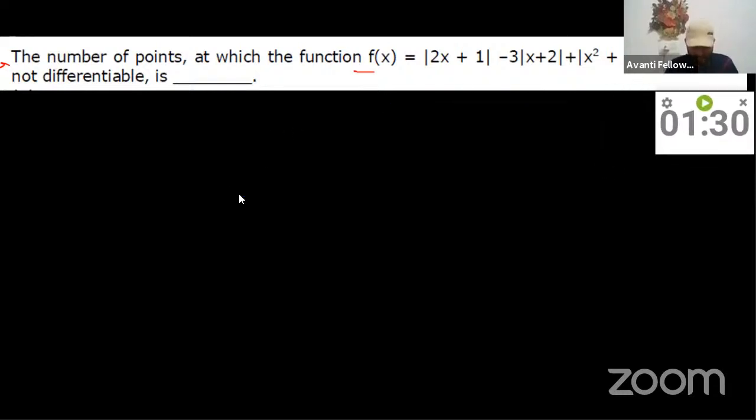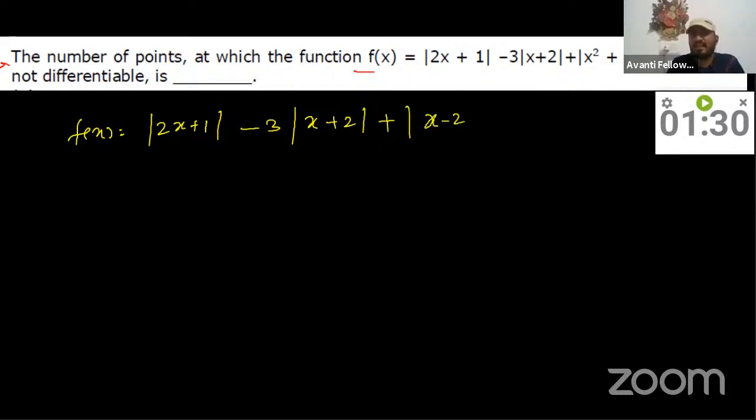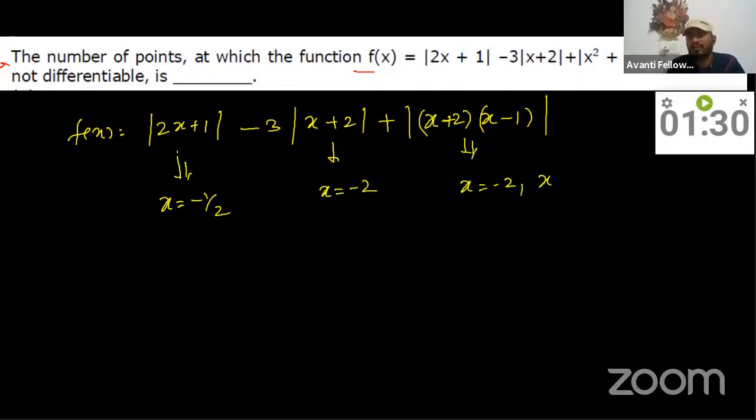Time's up. Okay, now first of all, what we have is f of x, that is modulus of 2x plus 1 minus 3 modulus of x plus 2 plus this quadratic equation. I can factorize this quadratic equation as x plus 2 and x minus 1. Now we have to find the values of x at which the quantity written inside each modulus function becomes 0. The first becomes 0 at x equal to minus 1 by 2. The second becomes 0 at x equal to minus 2. The quadratic will become 0 at x equal to minus 2 and x equal to 1. Now we have to open the modulus functions.